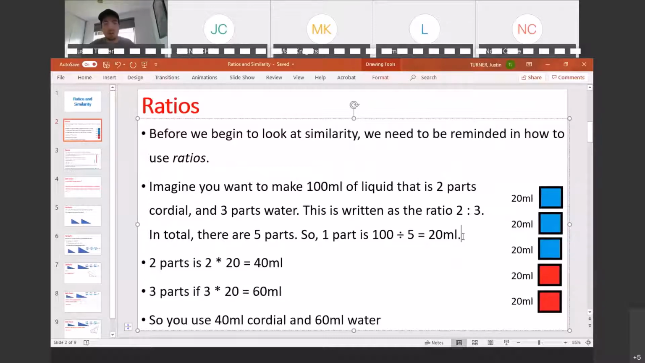If you're splitting 100 mils of liquid into 2 parts cordial, 3 parts water, you might want to know, well, how much cordial in mils and how much water in mils. So all we're going to do is work out how much one part is and then just multiply them. So we know 2 parts will be 2 times 20, so you get 40 mils of cordial. And if you have 3 parts water, you go 3 times 20, which is 60 mils. And we can see there from the visual as well: 40 mils red cordial, 60 mils water.